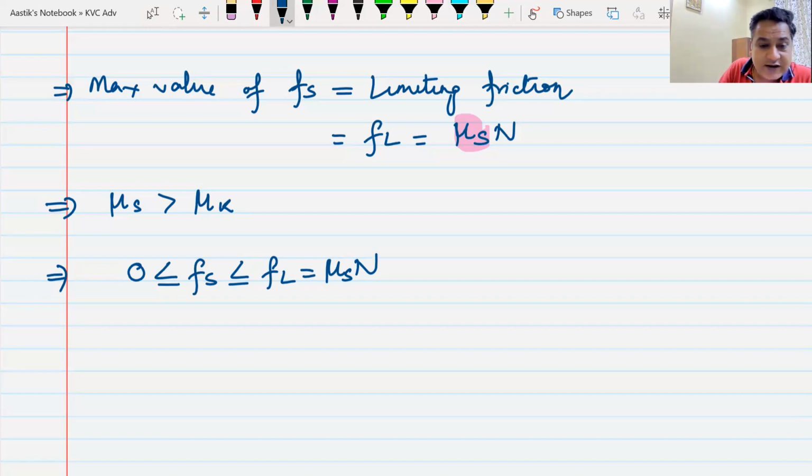If you want to change the value of this limiting friction, there are only two ways to do this. What are the two ways? Either you change the value of mu s, or you change the value of n. This is the only way to change the value of limiting friction. Limiting friction is otherwise constant. Do we understand this? Yes, sir.